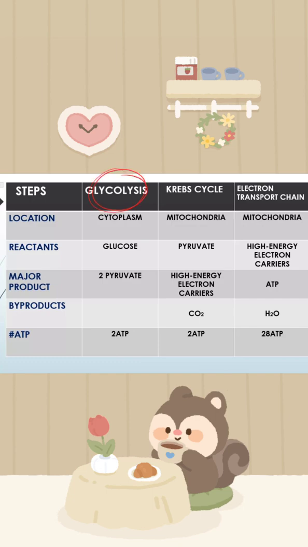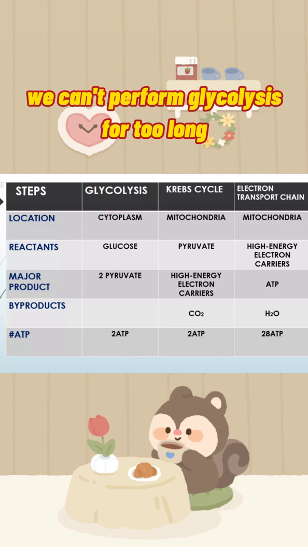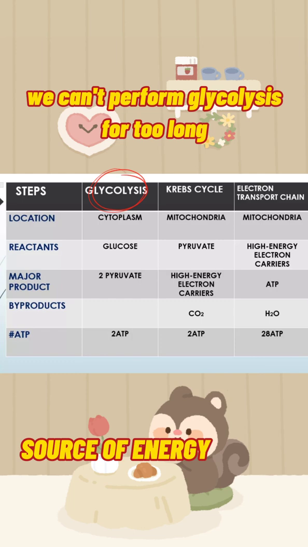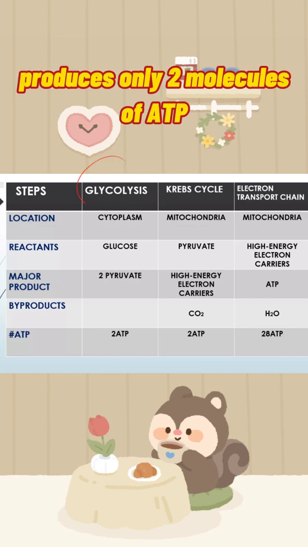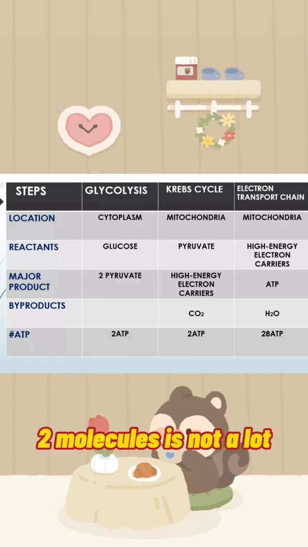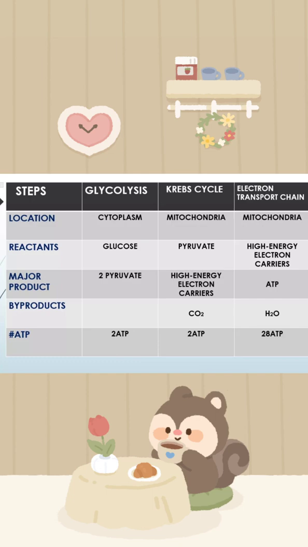Unfortunately, glycolysis doesn't result in a lot of ATP, which means we can't perform glycolysis for too long or rely on too much for our source of energy. The main reason is that glycolysis only produces 2 molecules of ATP. 2 molecules is really not a lot. That's why we need to perform another steps during cell respiration to give us the energy that we need to carry on in our daily lives.